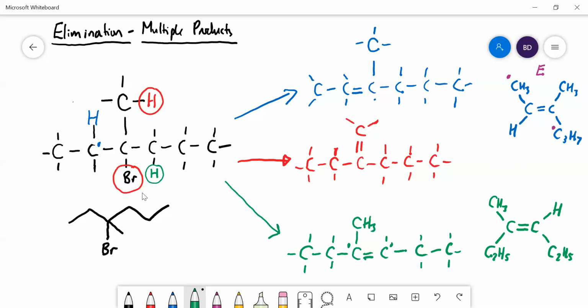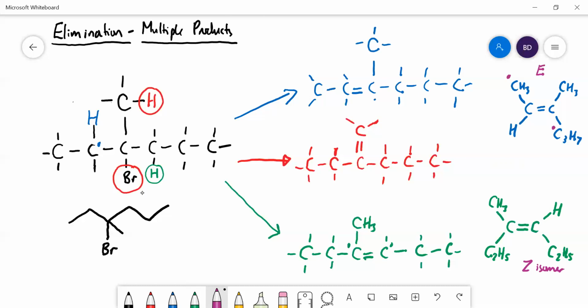Okay, now both ethyls, which are the high priority groups, are on the same side, so that one is the Z isomer that I've drawn there. So you can get three different structural isomers, and of those, the blue one can exist as two stereoisomers, and the green one can also exist as two stereoisomers, so that's going to be 5 products.